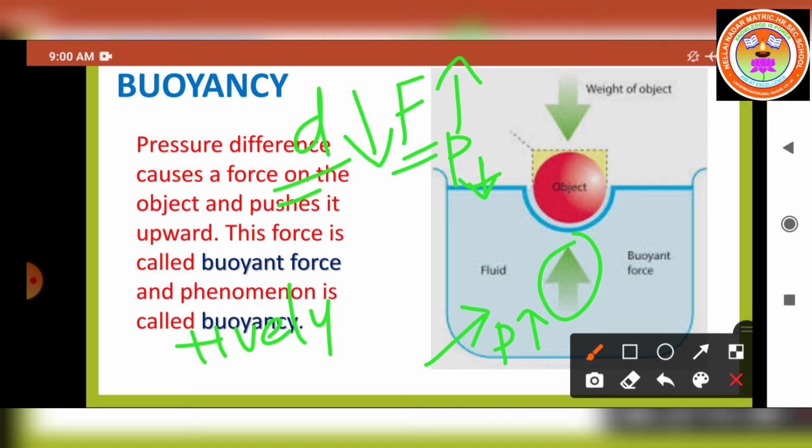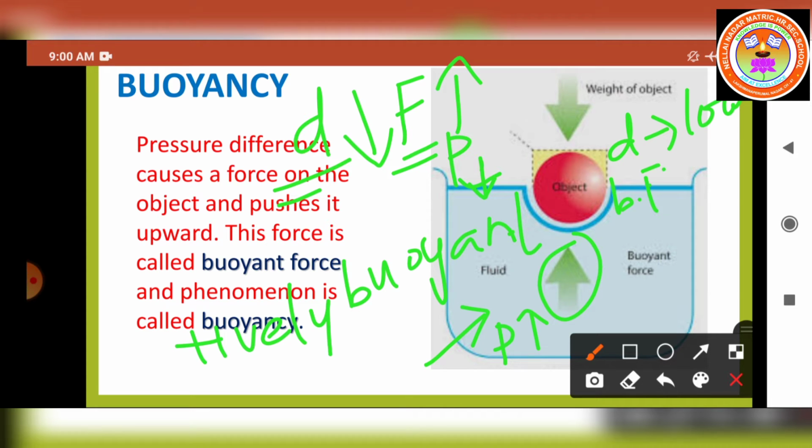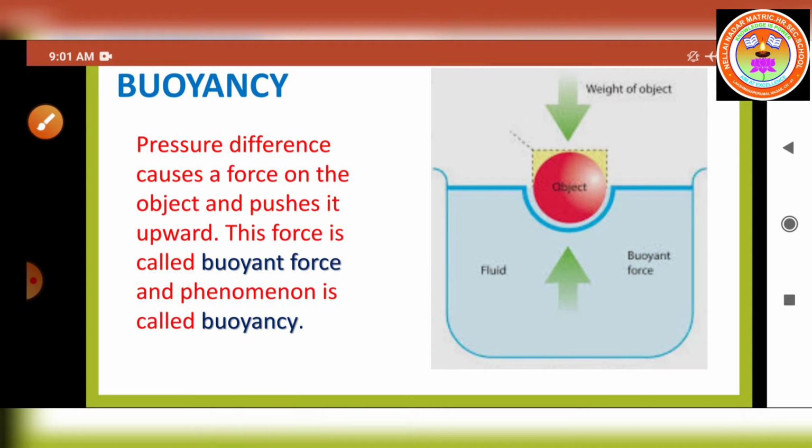This is known as what? Positively buoyant. So what is the condition? Positively buoyant means the density is low, the buoyant force is more, so the object will float. This only is called positively buoyant.